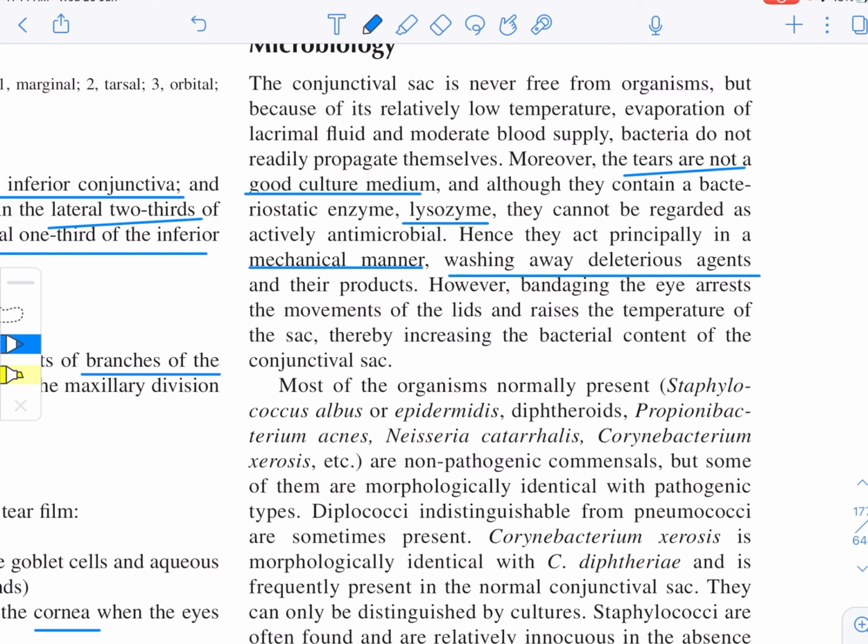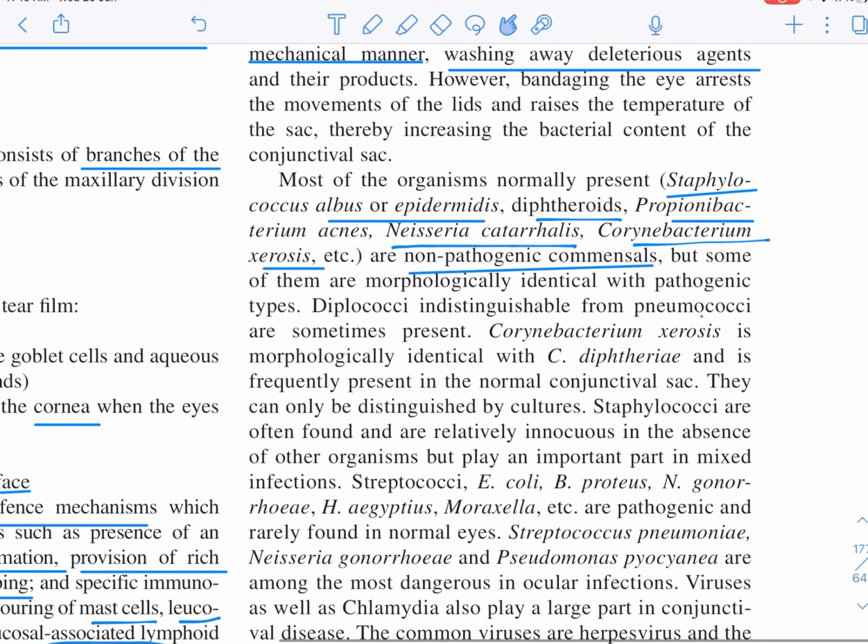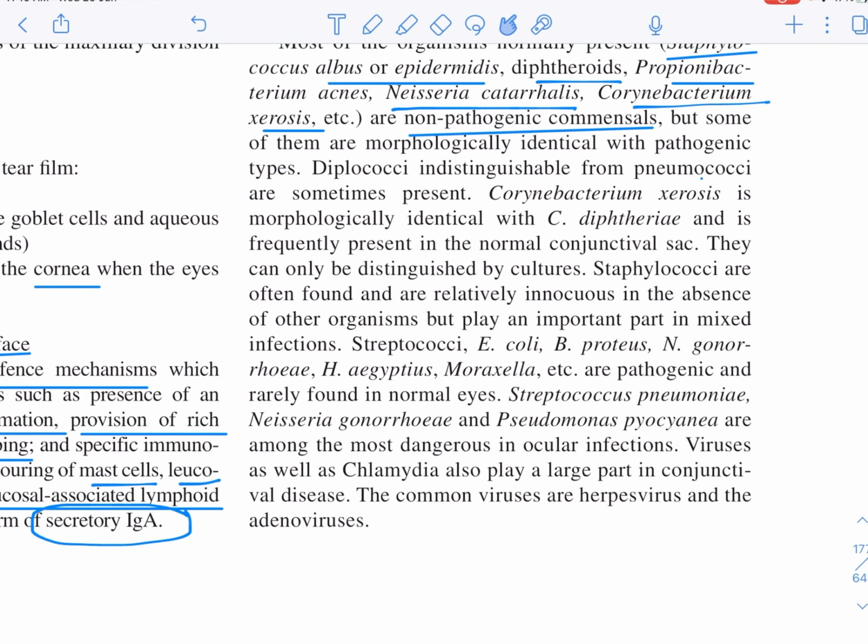Most of the organisms normally present are non-pathogenic commensals. So, we should remember what are the commensals present in the conjunctival sac. They are Staphylococcus albus or epidermidis, diphtheroids, Propionibacterium acnes, Neisseria catarrhalis, and Corynebacterium xerosis, and there are many others. But some of them are morphologically identical with pathogenic types. Diplococci indistinguishable from pneumococci are sometimes present.